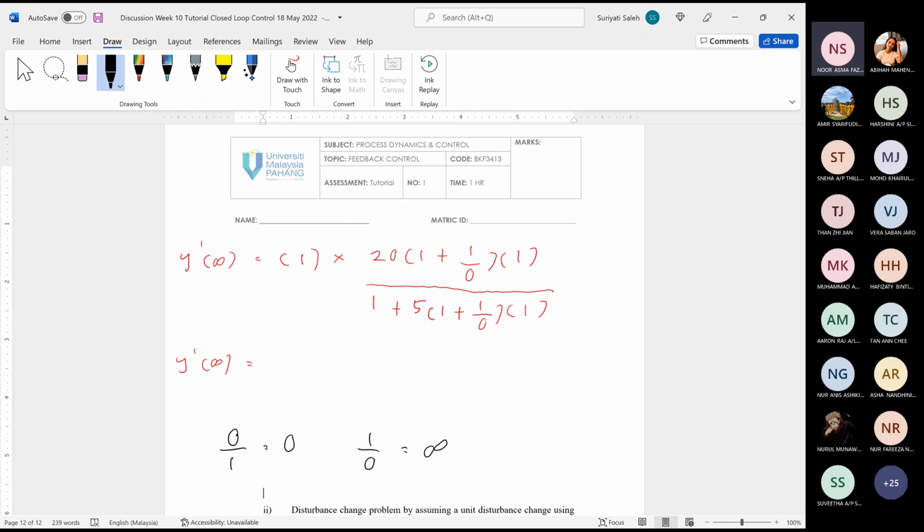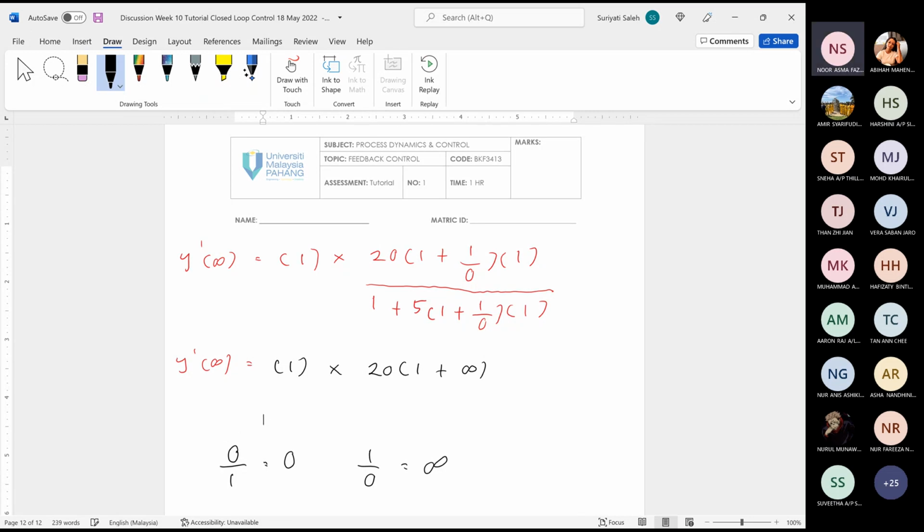So what is the impact of having 1 divided by 0 inside our equation? So we take a look. Now we have y prime infinity equal to 1 multiplied by 20 times 1 plus infinity, so here 1 divided by 0 is infinity, divided by 1 plus 5 times 1 plus infinity. So it becomes like that.